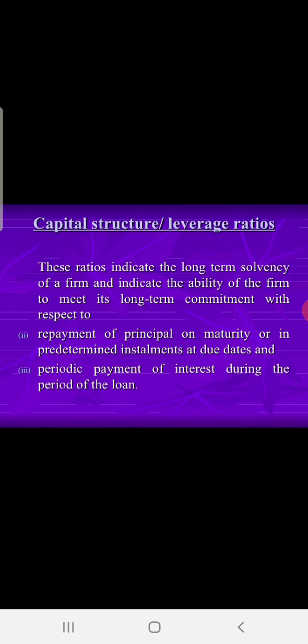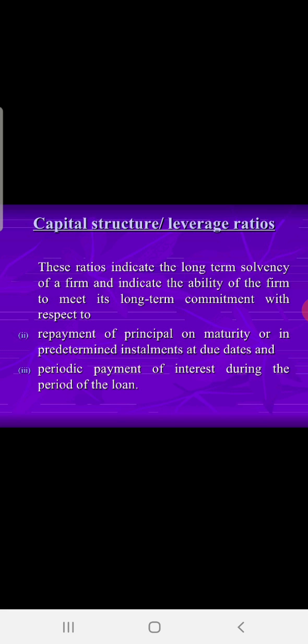Now the capital structure and leverage ratio. What is the leverage ratio? The ratio indicates the long-term solvency of the firm, that is, the ability of the firm to meet long-term commitments. When you think about liquidity, you focus on the short-term requirements or commitments. But when you think about the long run, it is called the leverage ratio or capital structure. It means the repayment of the principal on maturity, and the predetermined installments due to debts.